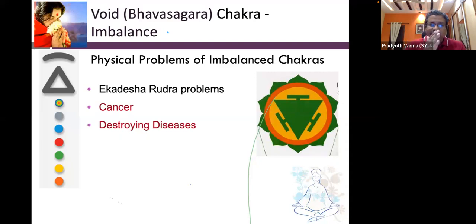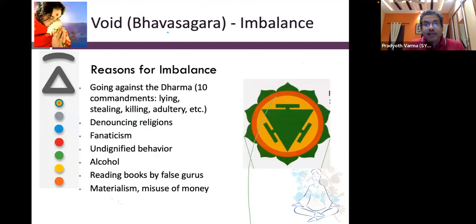When you go to what we call the left side, you get cancers. We get into what we call Ekadasha Rudra problems, destroying powers of all diseases related to this area of the stomach. Okay, so that is where this happens. Now, what are the reasons for imbalance?